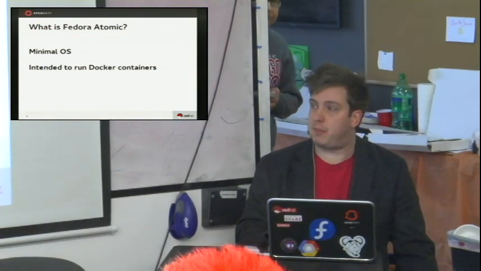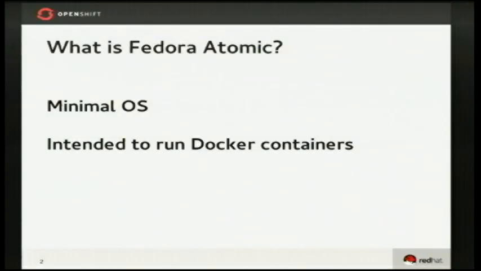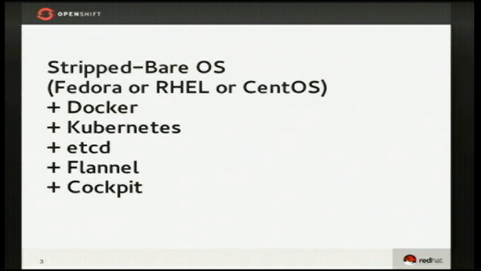So I'm going to start at the top with what Fedora Atomic is. Fedora Atomic is a minimal OS. It's designed to run Docker containers, and we're going to talk about what Docker is and a bunch of other buzzwords, because Docker is a pretty hot buzzword. But we'll start with the stripped bare OS. The OS we're talking about is either Fedora or RHEL or CentOS, cut down to the absolute bare minimum. And then we pile on top Docker, Kubernetes, etcd, Flannel, and Cockpit. And I'm going to talk about each of those components as we get to them.